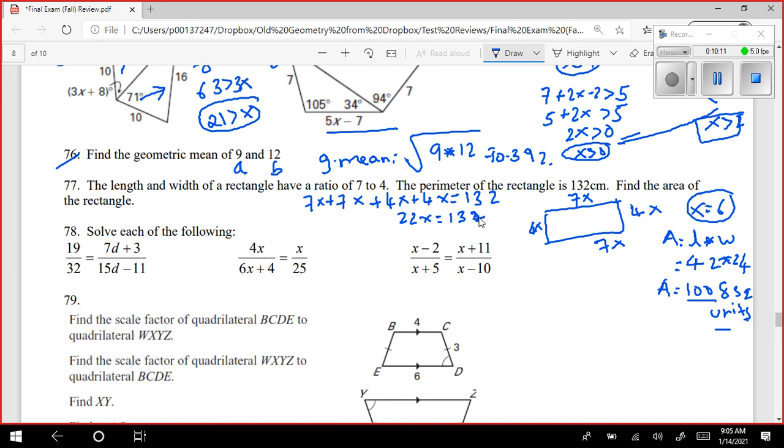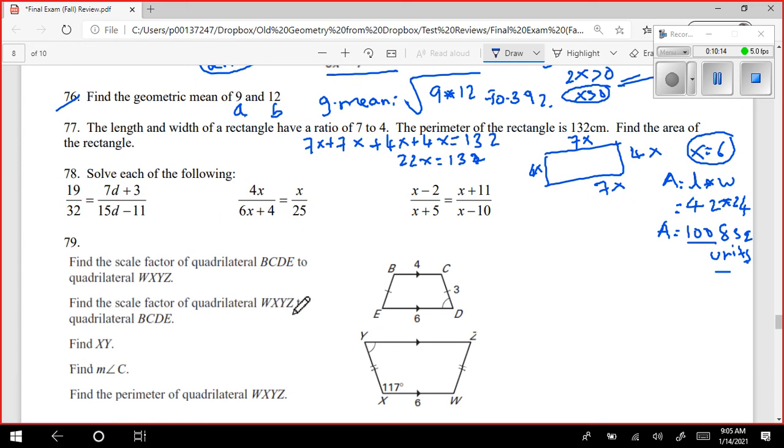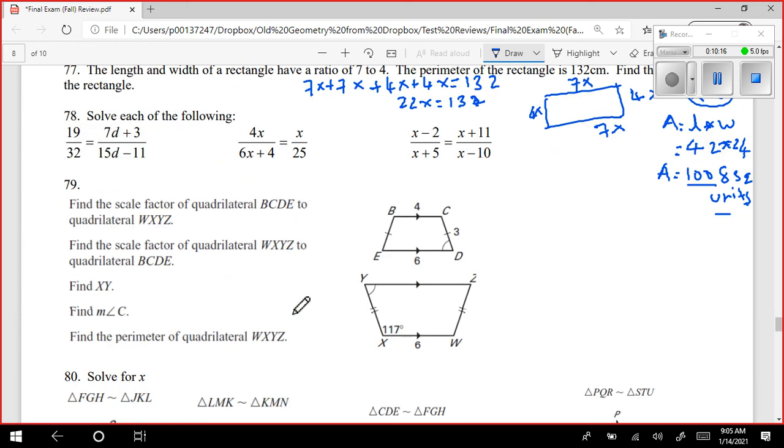Okay, I'll do a couple more problems on this particular section. Okay, let me do this one. Find the scale factor of quadrilateral BCDE to WXYZ. This is your figure A and this is your figure B. If you are moving from this figure to this figure, what is the scale factor they're asking? And further they're asking to find the scale factor of quadrilateral WXYZ to BCDE. From here till here also they want.